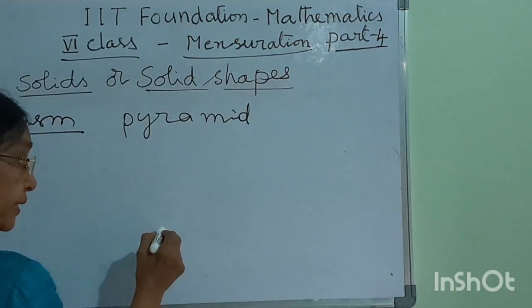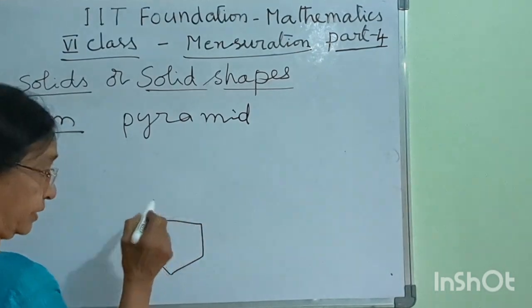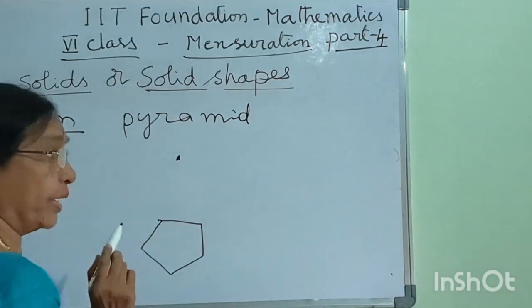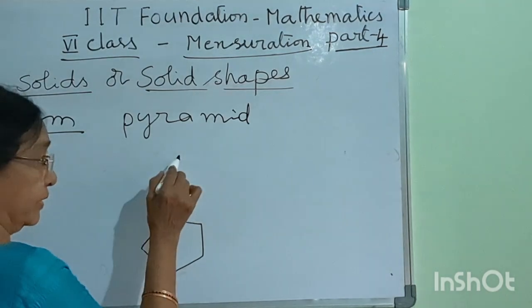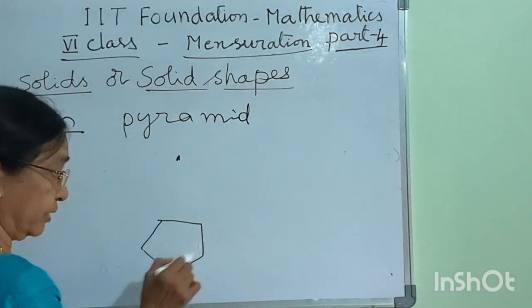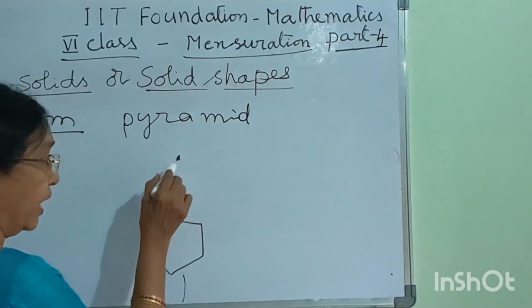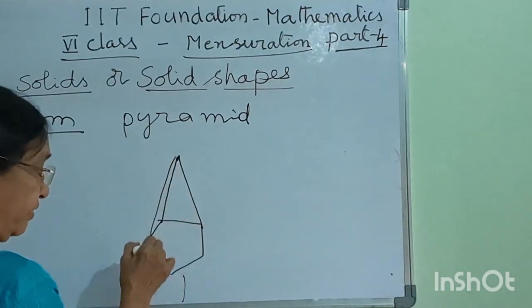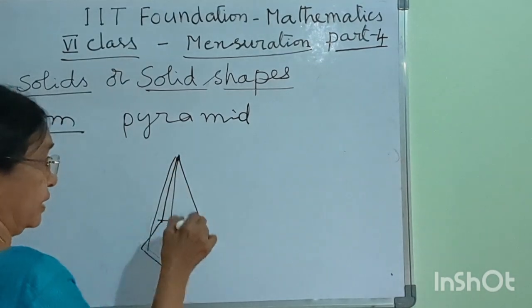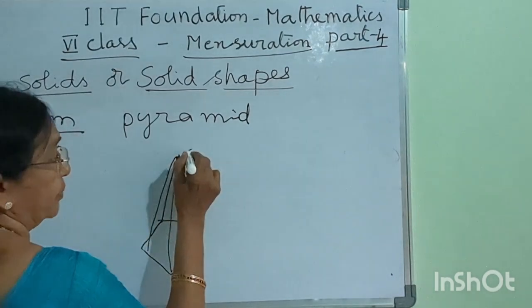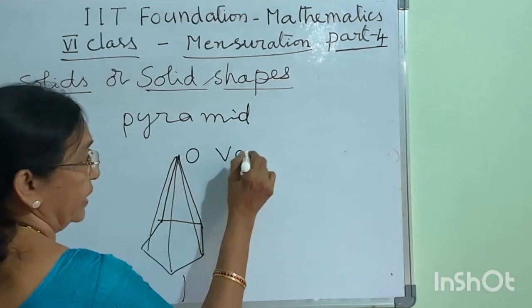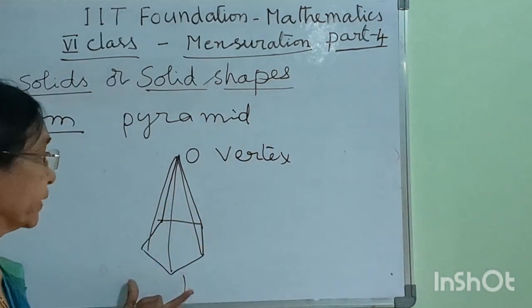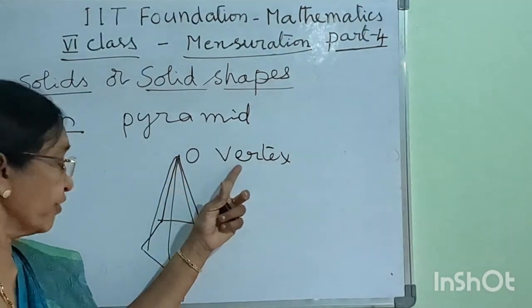So take any polygon as a base, and the vertices are joined to a point in the air or in the space. This is a polygon, pentagon, 5 sides are there, and take a point in the air and join all the vertices to that point. That point is called the vertex of the pyramid. This figure is called a pyramid, and this point is called the vertex.